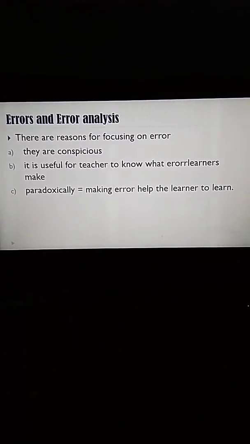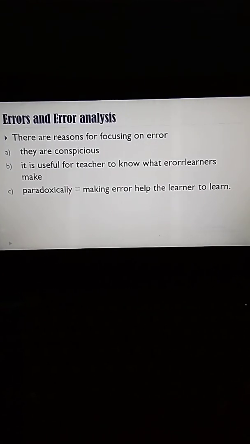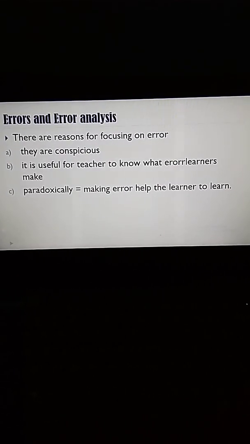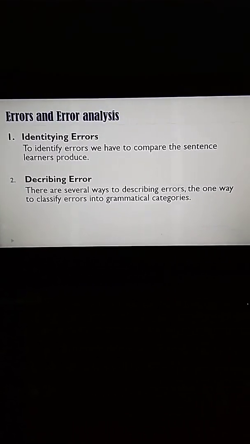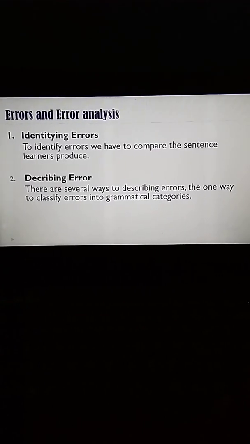it means that making errors helps the learner to learn. And these are the types of errors and error analysis.